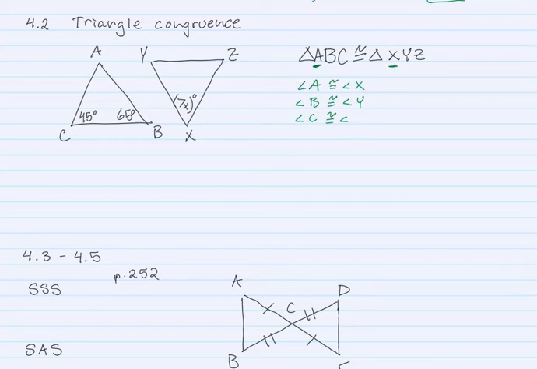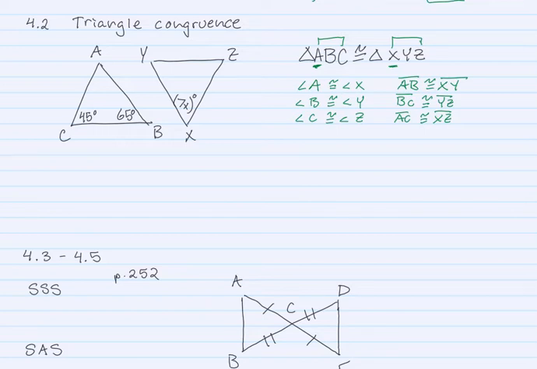I know definitely there is at least one question that asks you to do this, so you do need to list out everything. Side AB is going to be congruent to XY, and BC is going to be congruent to YZ, and lastly AC is congruent to XZ. So they are all in corresponding order, so if you were to go first and last there, you'd need the first and last in that one.